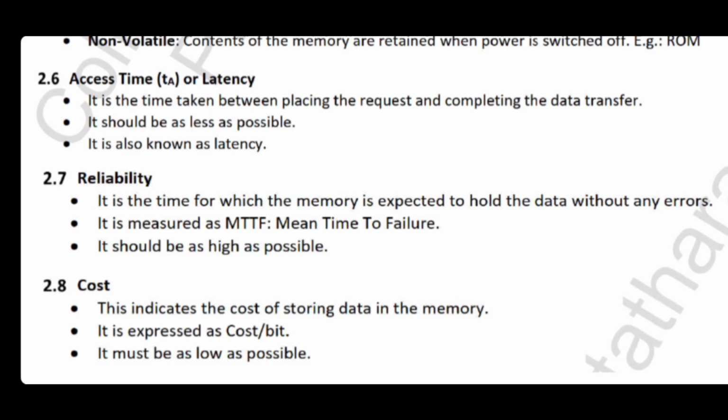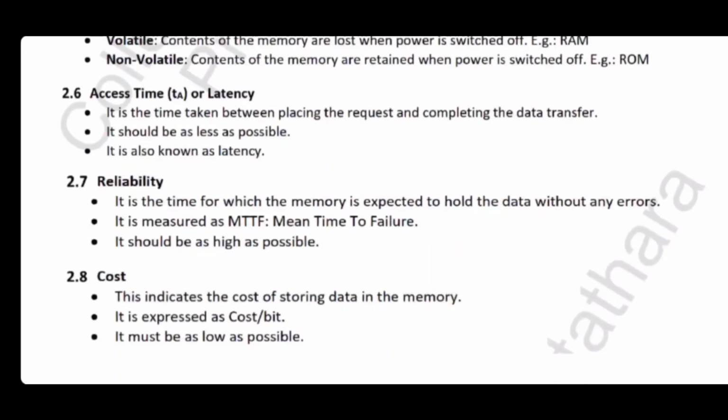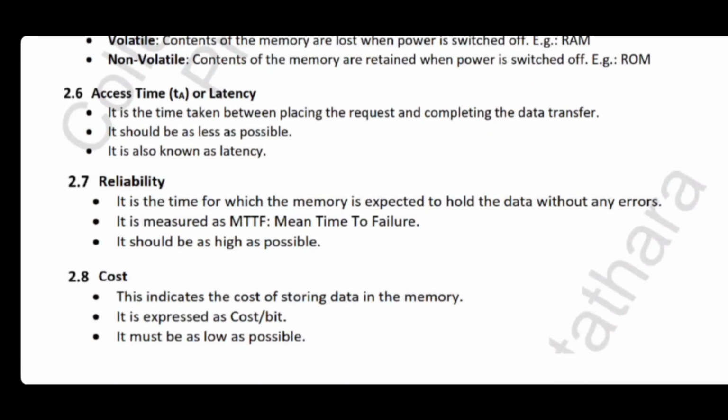If it is 1 terabyte, the price will be high. If it is 256 kilobyte, then the cost will be low. And if it is 16 kilobyte, then the cost will be low. So that's why the cost is expressed in terms of bits, or cost per bit. According to the size, the cost will vary. So for memory characteristics, the cost will be less.